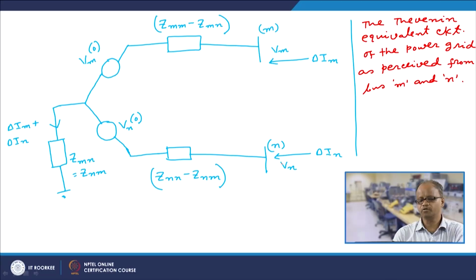Now, what would be the Thevenin equivalent impedance as perceived from bus m to n? For that, we have to simply make our journey from bus m and finish our journey at bus n, and then simply add the impedances we get. When we start our journey at bus m and finish at bus n, we find that this impedance and this impedance are in series.